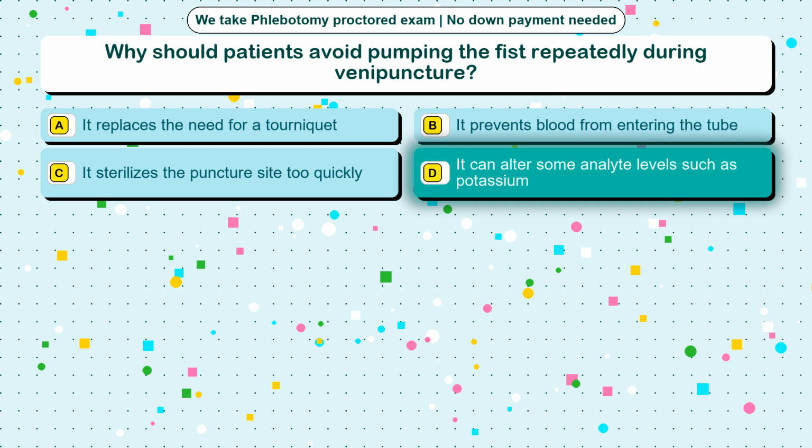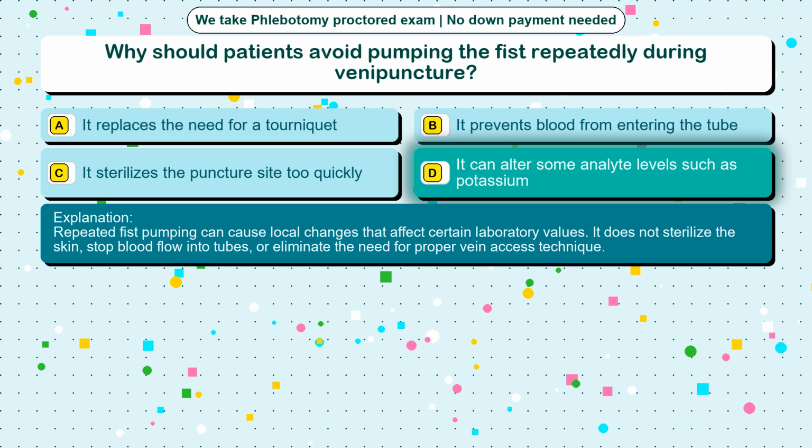The correct answer is option D. It can alter some analyte levels such as potassium. Repeated fist pumping can cause local changes that affect certain laboratory values. It does not sterilize the skin, stop blood flow into tubes, or eliminate the need for proper vein access technique.